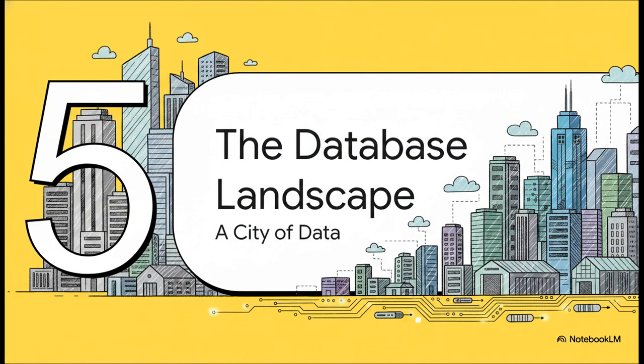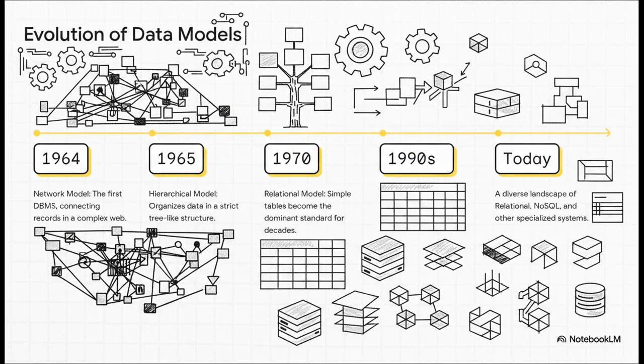Okay, so far we've been really focused on designing our one skyscraper. For our last section, let's zoom out. Let's look at the entire city, the vast and varied landscape of all the database systems out there. The architectural styles of our data city have evolved like crazy over the years. We started way back in the 60s with these complex network and rigid hierarchical models. But the real game changer came in 1970 with the relational model. Its idea of organizing data into simple, intuitive tables was so powerful and effective that it became the gold standard for decades. And today, that city is more diverse than ever, with relational systems living right alongside a new generation of NoSQL databases built for the wild demands of modern data.